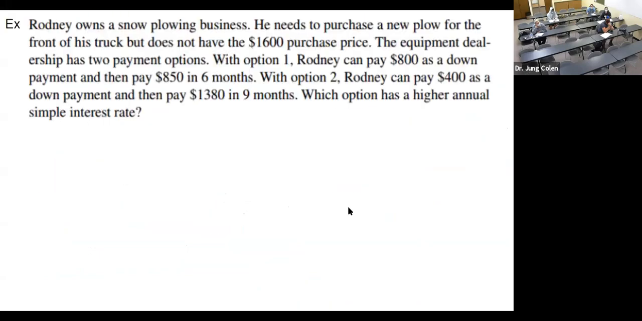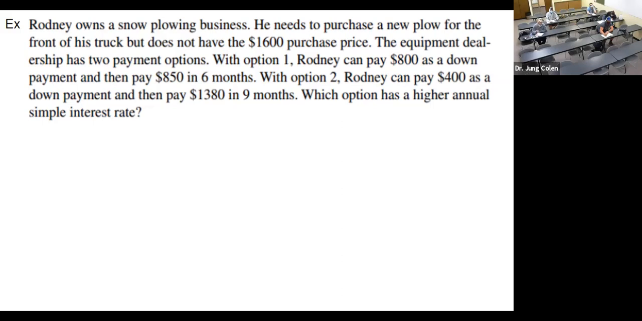All right. I will give you an example for you to solve now. Okay, here we go. It's gonna be a little bit harder than the previous examples. So Ronnie owns a snow plowing business. He needs to purchase a new plow for the front of his truck, but does not have the $1,600 purchase price. The equipment dealership has two payment options.